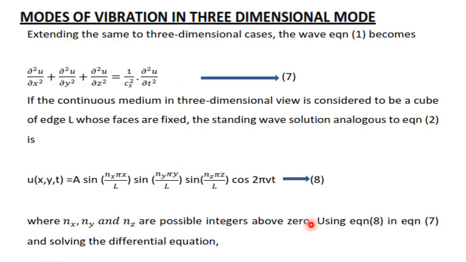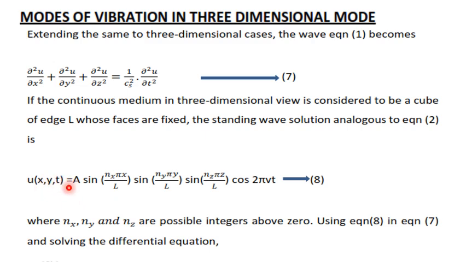If it is a three-dimensional mode, instead of the one-dimensional mode where you saw only dou square u by dou x square equal to 1 by Cs square dou square u by dou t square, it will be vibrating along the x direction, y direction and z direction. Therefore, dou square u by dou x square plus dou square u by dou y square plus dou square u by dou z square is equal to 1 by Cs square dou square u by dou t square. So then the equation will become u of x, y, z; here I missed z also.